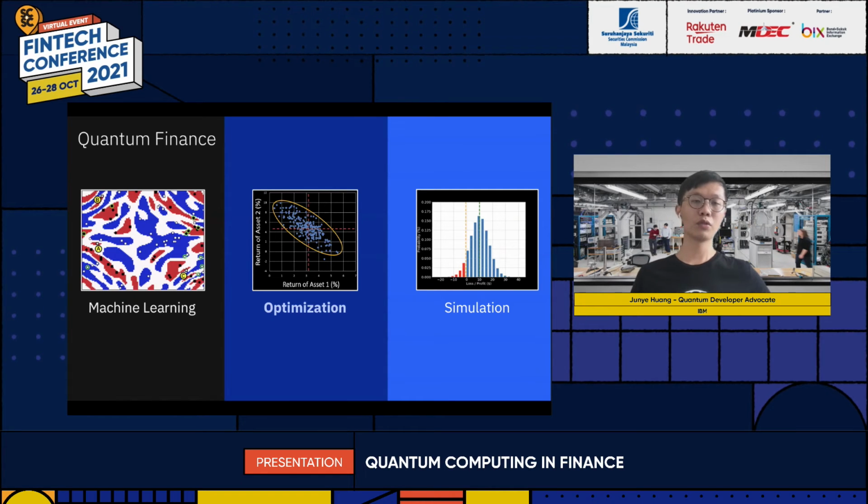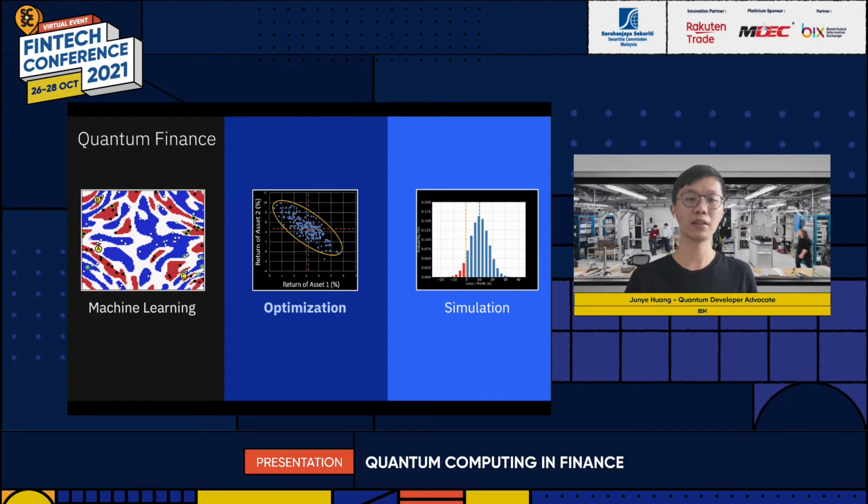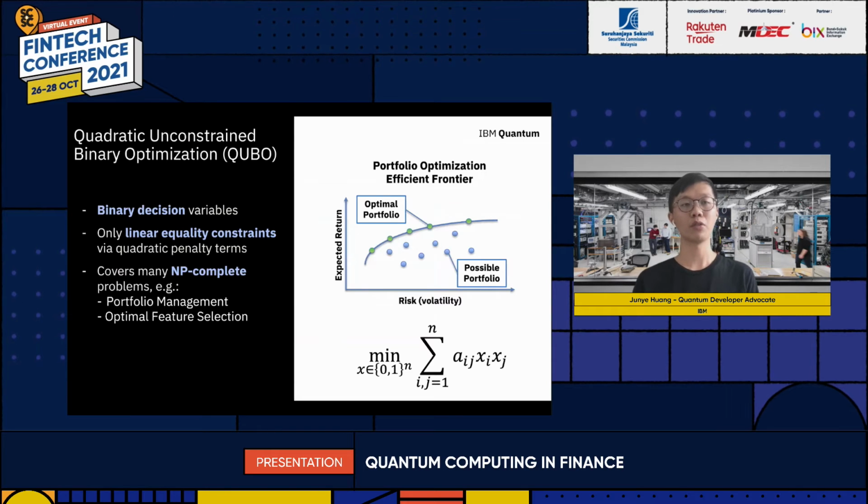Okay, so let's move on to optimization. It's the second class of problem that we think quantum computers can help with in finance. The optimization problem can usually be formulated in a problem model called quadratic unconstrained binary optimization, or QUBO for short. This problem formulation is for binary decision variables, meaning that they are just 0 or 1, or true or false. And they only contain linear equality constraints, but we have these quadratic penalty terms. And this problem can cover many NP-complete, very hard problems, for example, in finance, portfolio management or optimal feature selection.